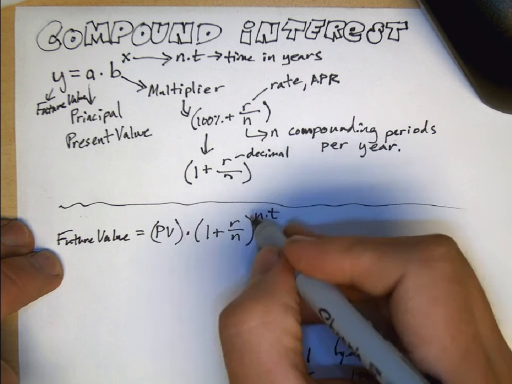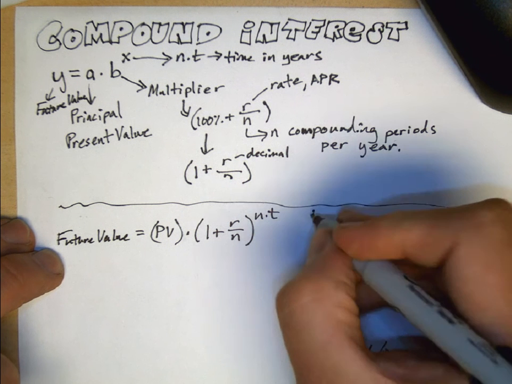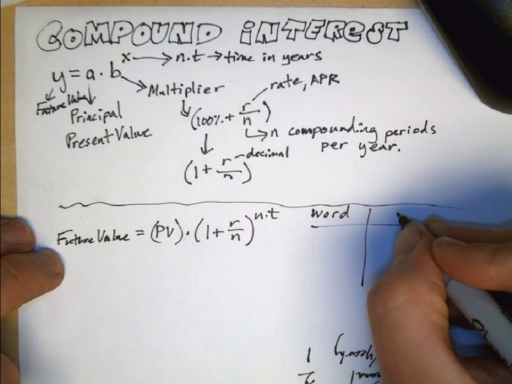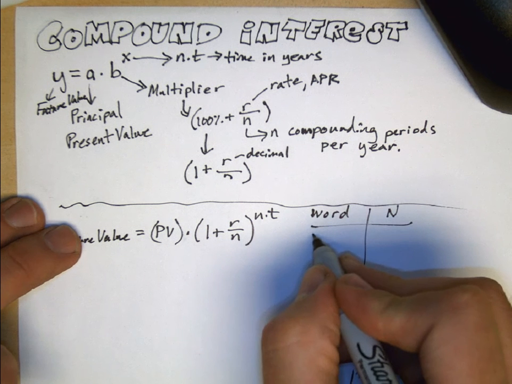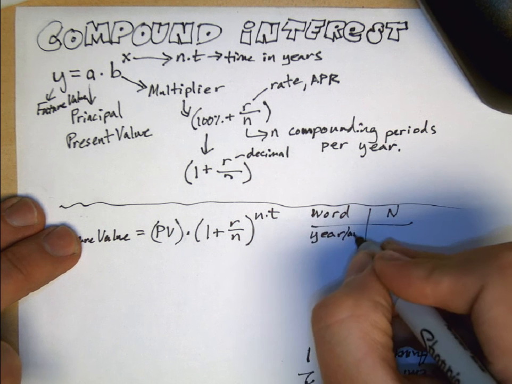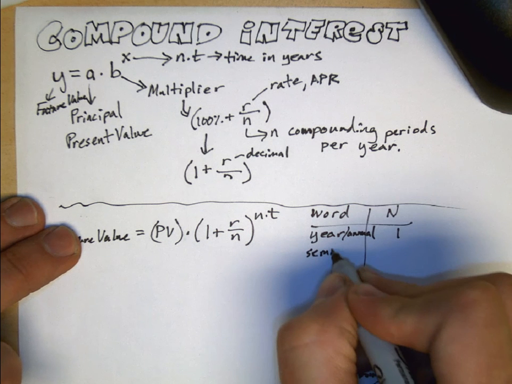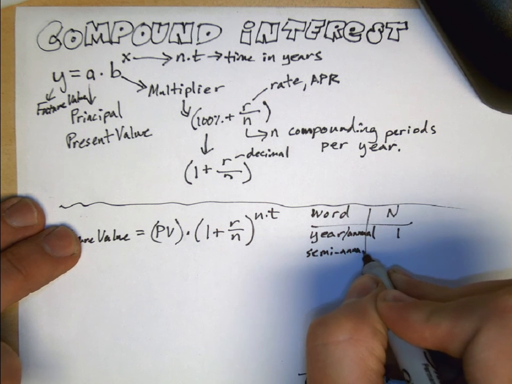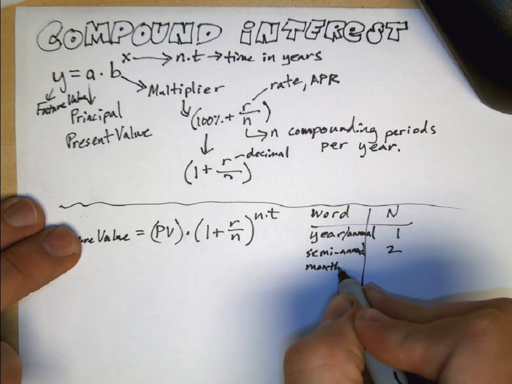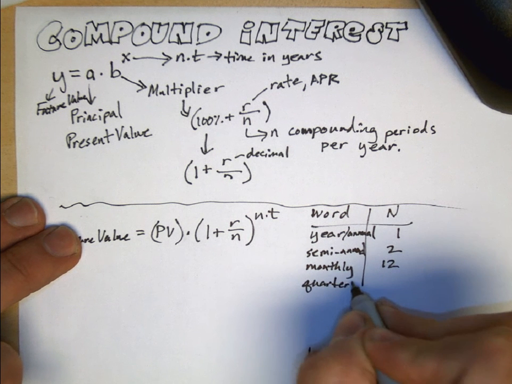Now let's talk about the n values. The word they give you determines the n value we get. If they say yearly, year, or annual, our n value is 1. If they say semi-annual, it's going to be 2 times per year. If they say monthly, that would be 12 times a year. Quarterly means 4.